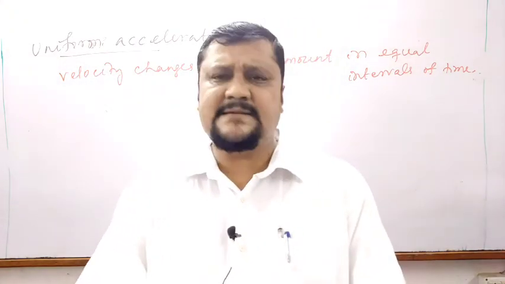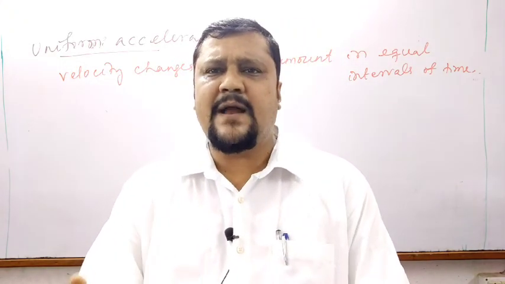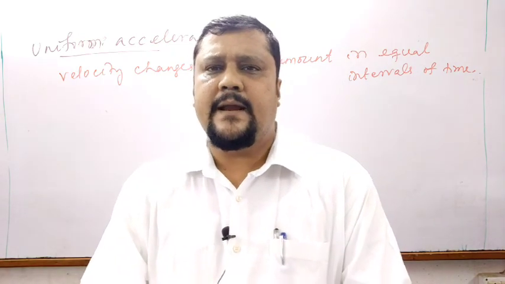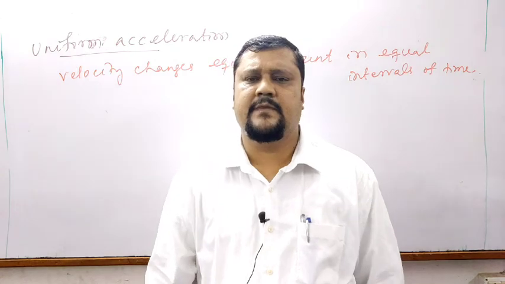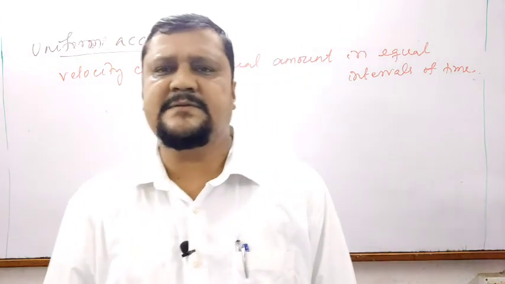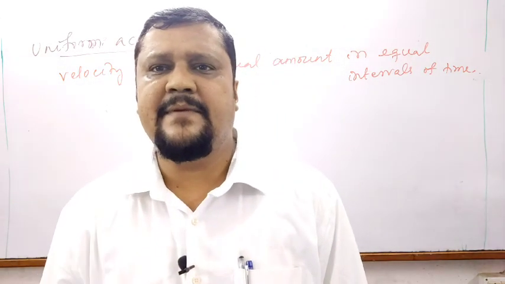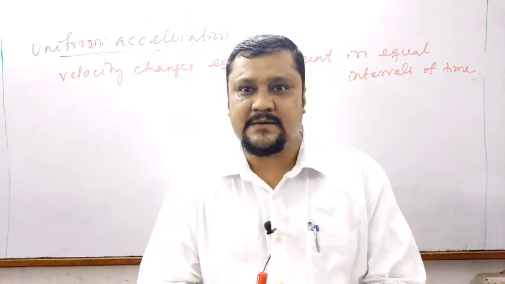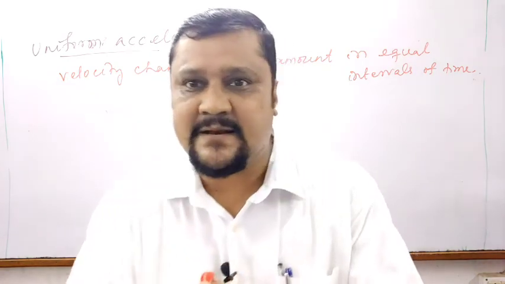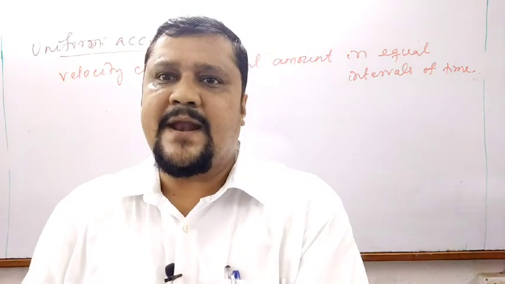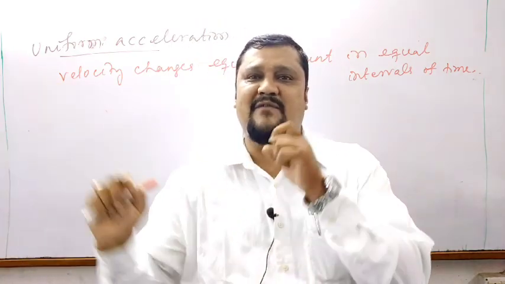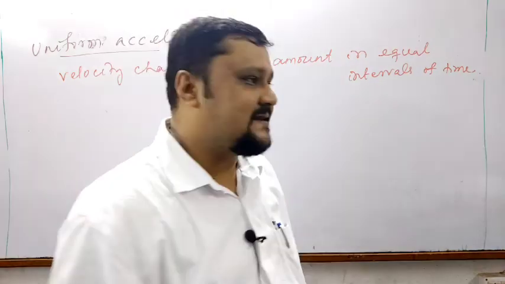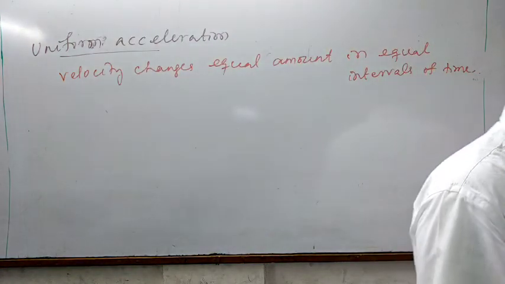Suppose, for example, in every 1 hour my velocity increases by 2 km per hour. Right now my velocity is 5 km per hour. Next hour it becomes 7 km per hour. Next hour it becomes 9 km per hour. For each 1 hour interval, the velocity changes by 2 km per hour. So my acceleration is 2 km per hour divided by 1 hour, that is 2 km per hour square. This type of acceleration is called uniform acceleration.